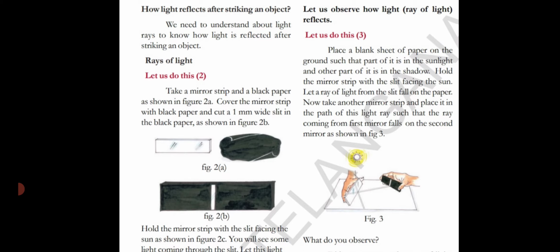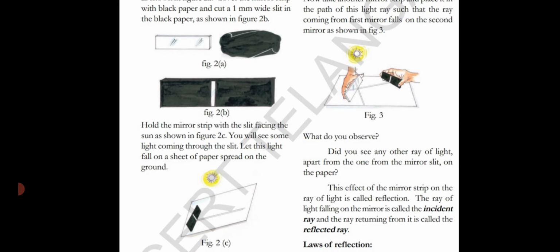How light reflects after striking an object. We need to understand about light rays to know how light is reflected after striking an object. Okay, now let us go with rays of light. Let us do this activity 2. Take a mirror strip and a black paper as shown in figure 2a. Cover the mirror strip with black paper and cut a 1 mm wide slit in the black paper as shown in figure 2b. Could see, children.